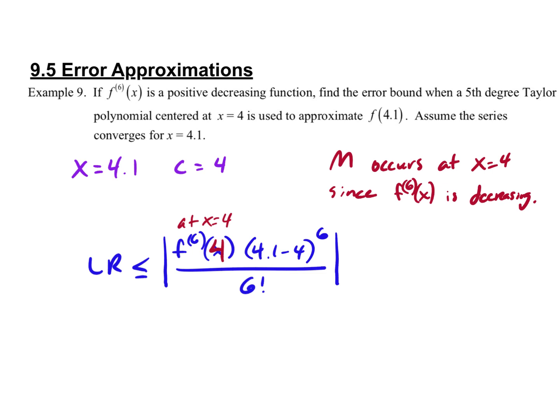Okay. All right. And then we can't really get anywhere with that. We can simplify it down a little. That's really all we can do. Okay. So we can't actually find the error bound, but we can come up with an expression that represents it.